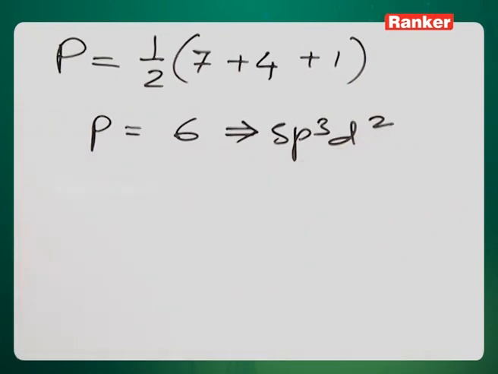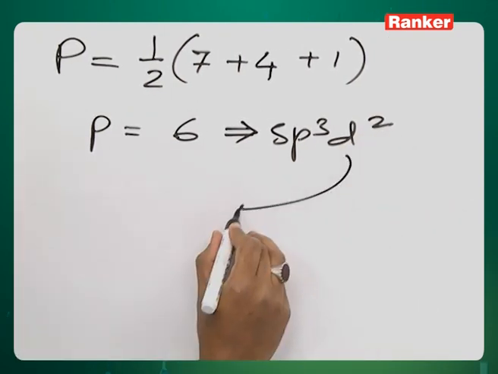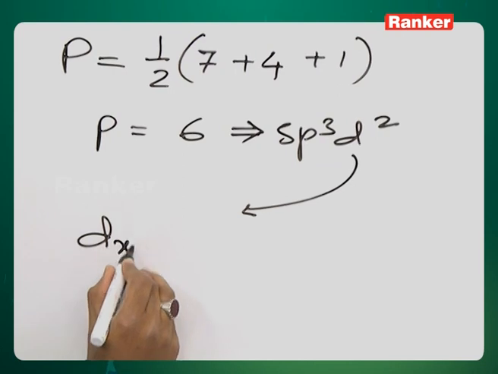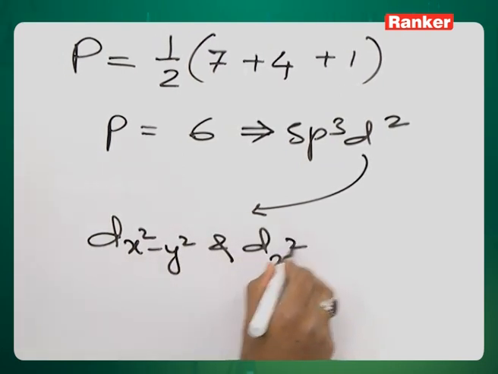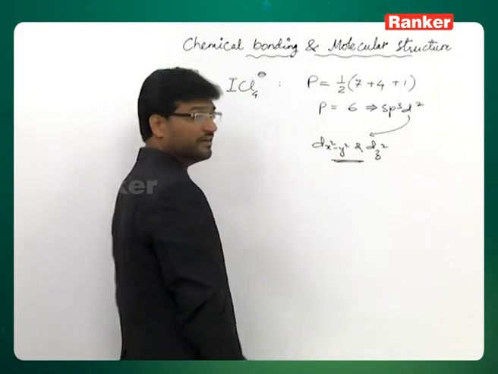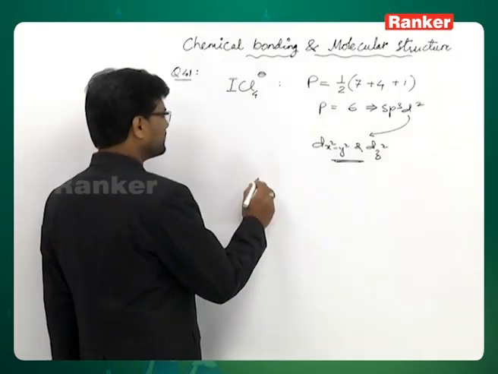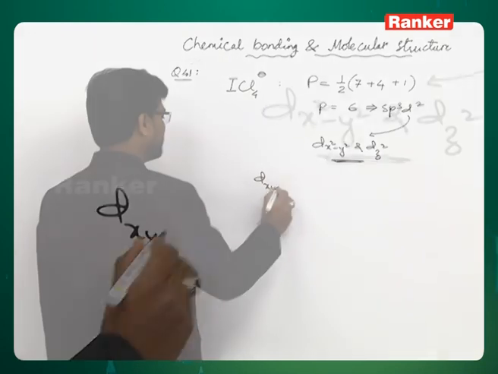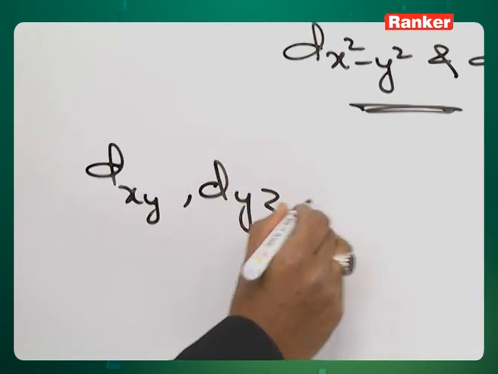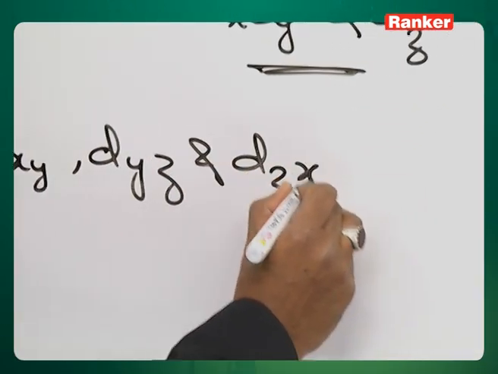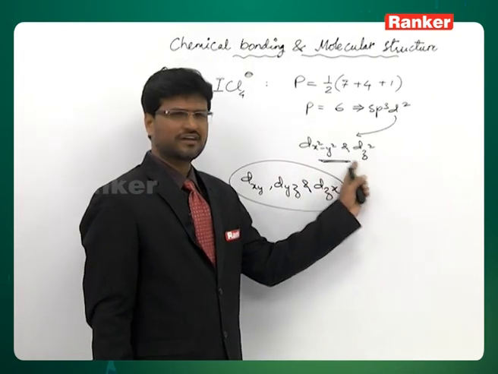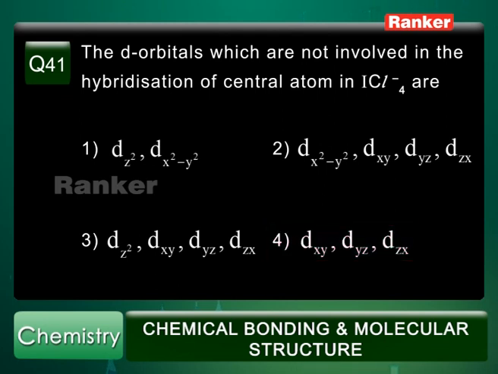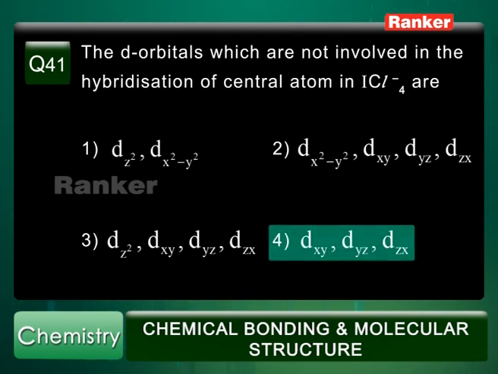In sp3d2 hybridization, the two d orbitals which are involved are the dx square minus y square and dz square orbitals. These are the orbitals which are involved. So, obviously, those which are not involved must be dxy, dyz and dzx. These are the d orbitals which are not involved in the hybridization. So, the correct answer has to be the fourth option, that is dxy, dyz and dzx.